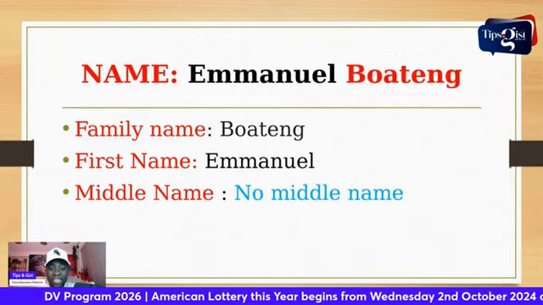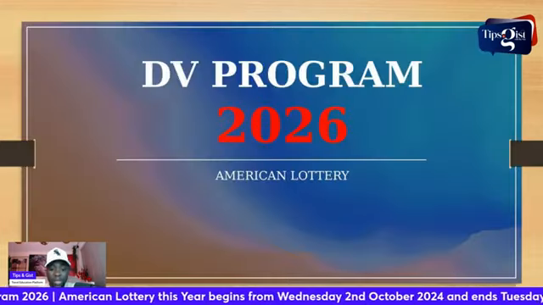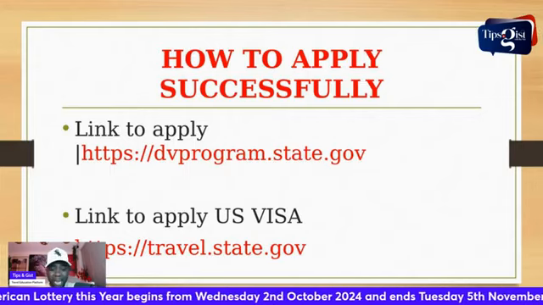Everybody can participate. All you need is to get the address. I repeat, it is dvprogram.state.gov, dvprogram.state.gov. And I have embedded the link right in the caption. So click on the caption of this video and then you're going to get the link over there. When you click on the link, you go on the portal.